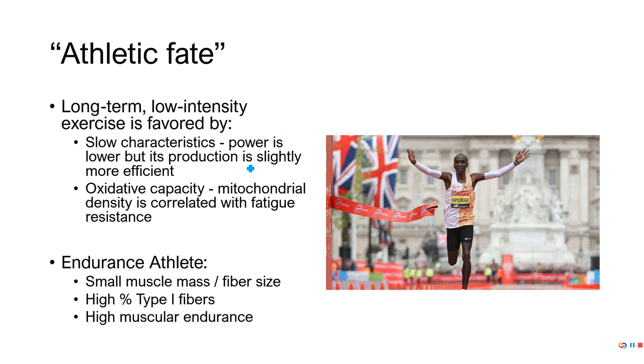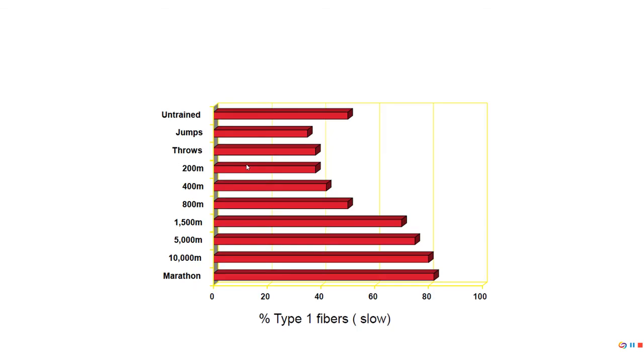Okay. Now, if you look at the percentage of type 1 fibers by athlete, there's a pretty distinct pattern here. Okay, and so this is all track and field. I'm just doing this because you've got untrained. So untrained is on average about 50-50. So people that specialize in jumps and throws and sprinting, they have relatively small amounts of type 1 fiber, but they're going to have lots of type 2 fibers.